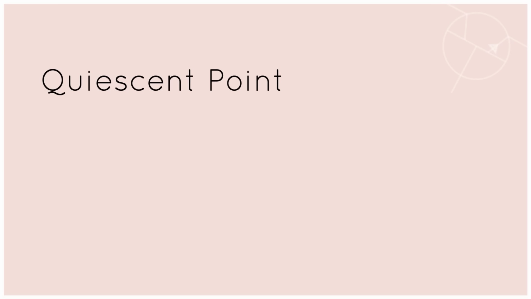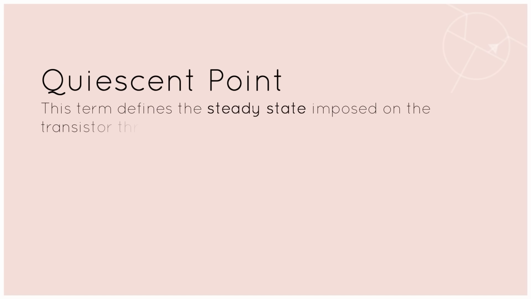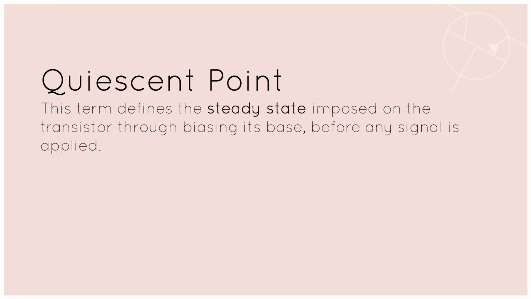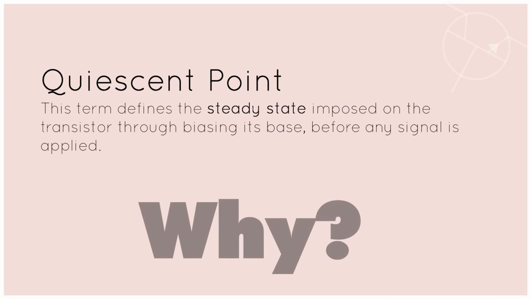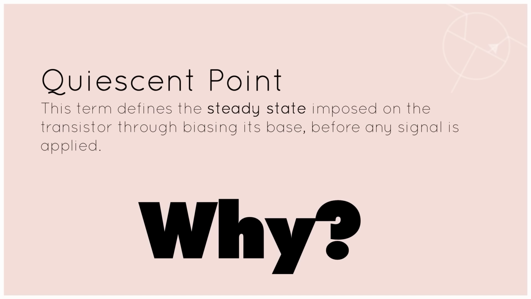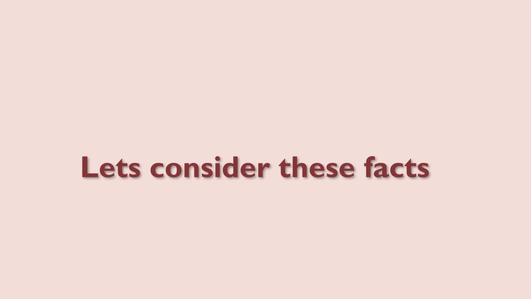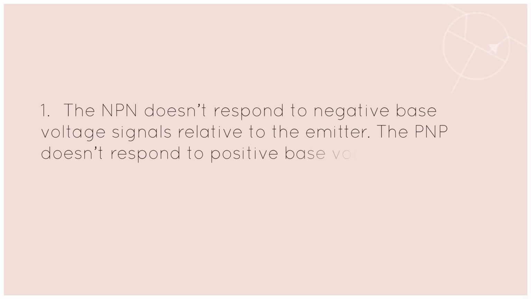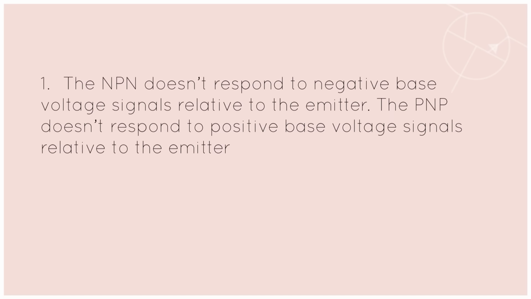The term quiescent point, also called Q point, is defined as the states imposed on the transistor through biasing its base before any signal is applied. Why do we have to bias the base before applying a signal? One, the NPN doesn't respond to negative base voltage signals relative to the emitter. The PNP doesn't respond to positive base voltage signals relative to the emitter.